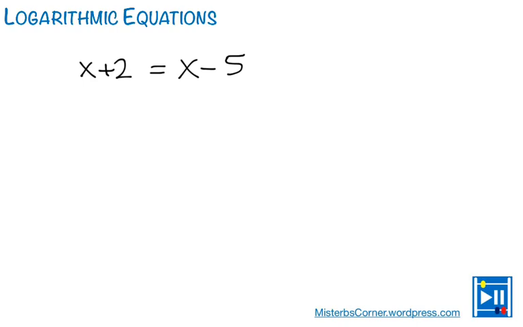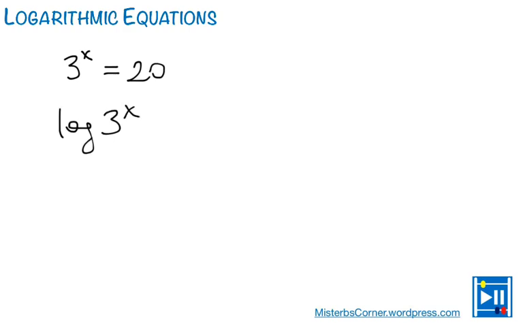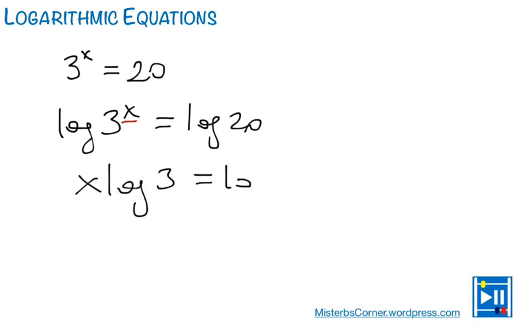So if you have an equation like, let's say, 3 to the power of x equals 20, then you can just take the logarithms of both sides. So log 3 to the power of x equals log 20. And then you can apply the laws of logarithms, in which I'll be using the power law. So it's going to be like x times log 3 equals log 20.